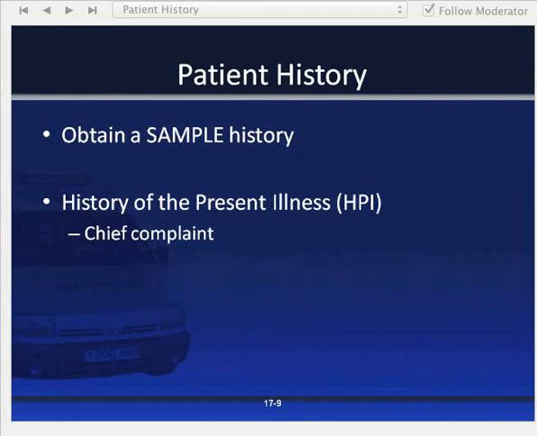The history of a present illness is a chronological record of the reason a patient is seeking medical attention. It includes the patient's chief complaint and the patient's answers to questions about the circumstances that led up to the request for medical help. The chief complaint is the reason the patient called for assistance. It is best to document the chief complaint by using the patient's own words and quotes. For example, "I can't catch my breath."